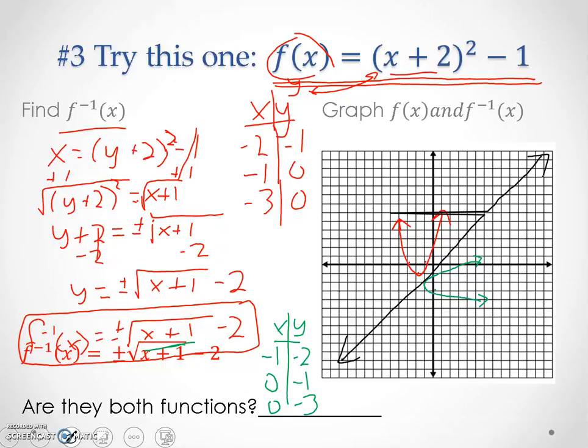Are they both functions? And hopefully now you can see that the original function is a function because it passes the vertical line test. But the green one, the inverse, is not a function because when I plug in a number like 0, then I don't know if it's going to map on to -1 or map on to -3. So the answer to this question would be no, they are both not functions.